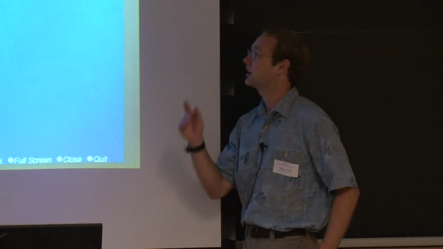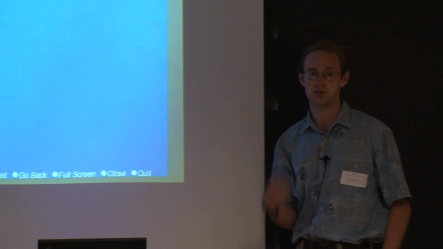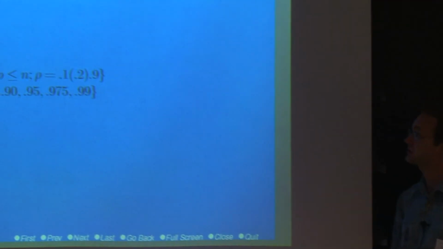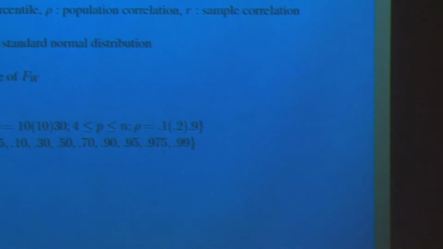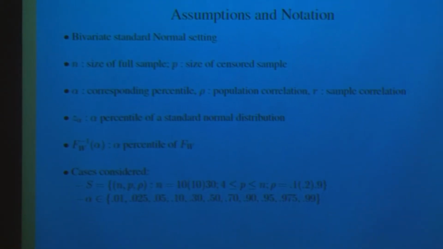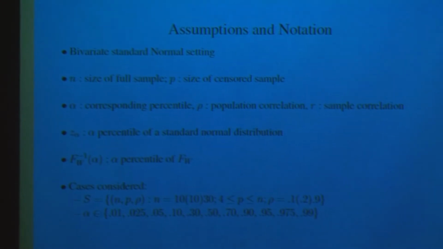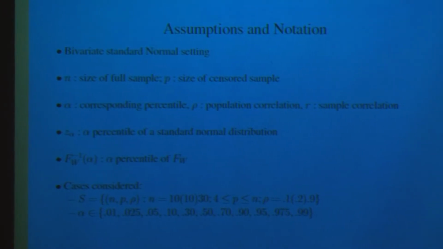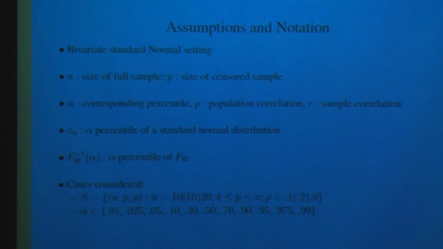So our assumptions: we're in a bivariate standard normal setting, so two variables, both with standard normal distributions. N is the size of the full sample, P is the size of the censored sample, the sample we actually see. Alpha is the corresponding percentile of whatever distribution we're looking at. Rho is population correlation, and R is sample correlation. Z alpha is the alpha percentile of a standard normal distribution. This F inverse notation is just shorthand for the alpha percentile of the distribution we're looking at. And these are the cases we considered at the bottom here.